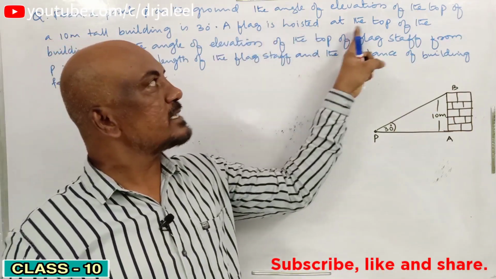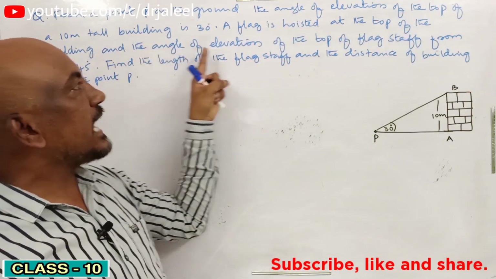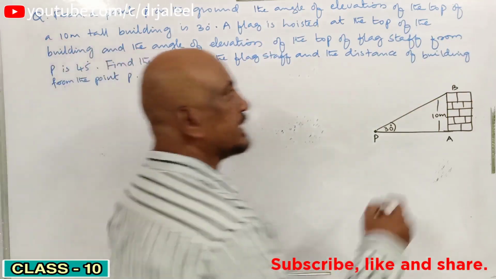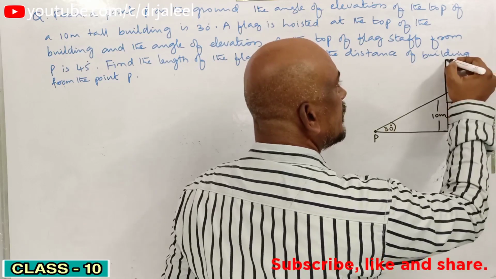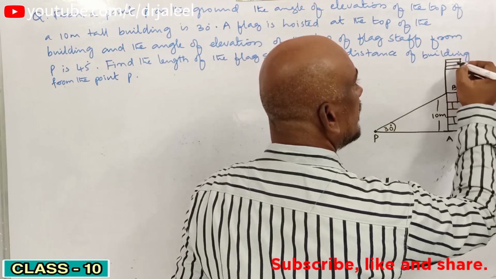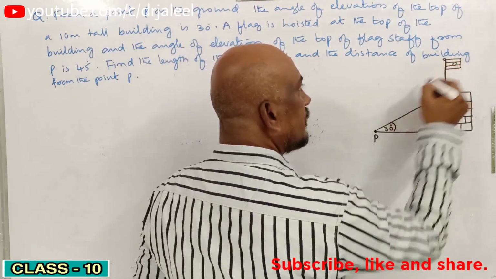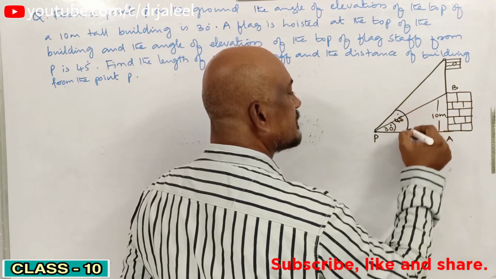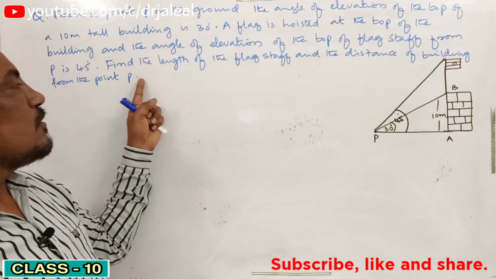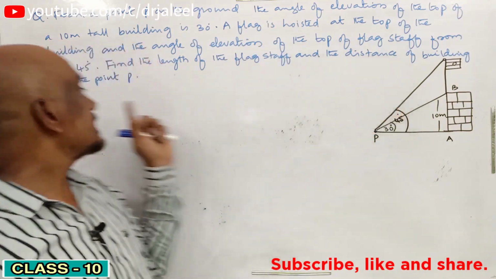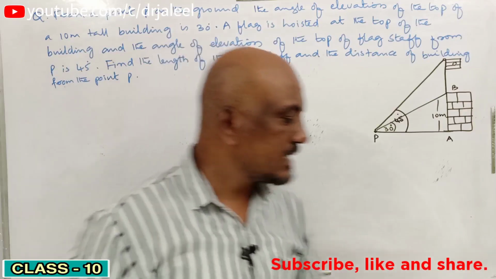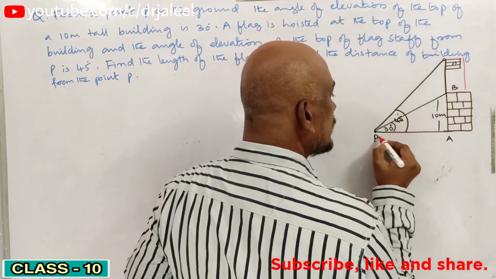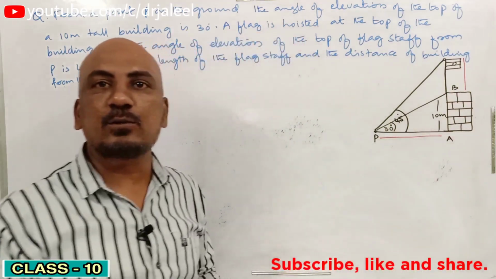A flag is hoisted at the top of the building and the angle of elevation of the top of the flagstaff from P is 45 degrees. So there is a flag hoisted on it. This is the flag, and the top of the flag from the point P, when we observe, is 45 degrees. Then what is he asking? Find the length of the flagstaff and the distance of the building from the point. He is asking us to find the length of this flagstaff, this red one, and also the distance of the point from the building. These are the two things he is asking.